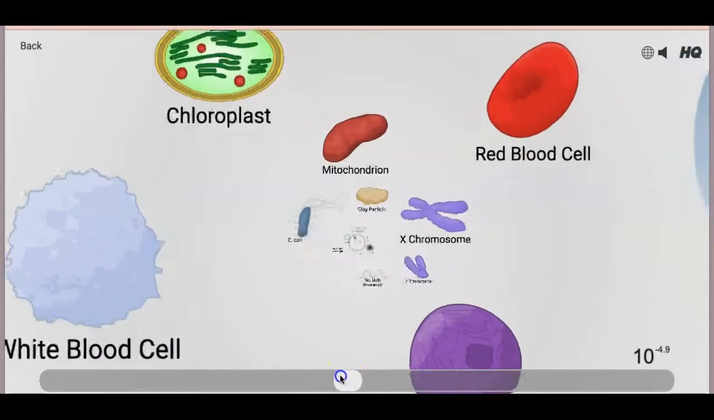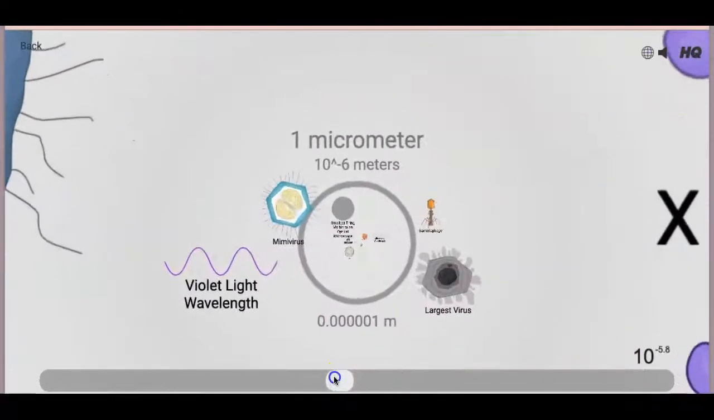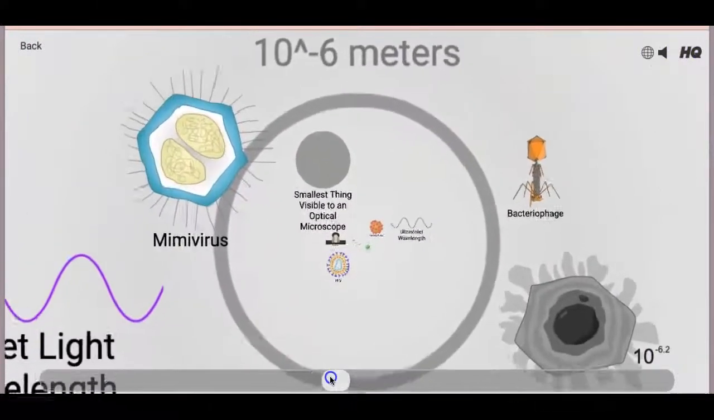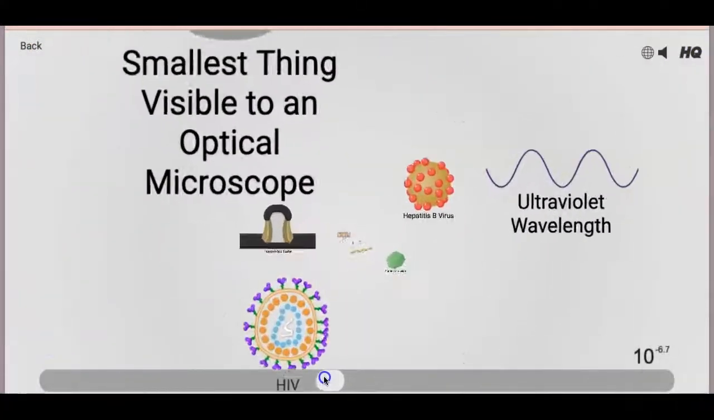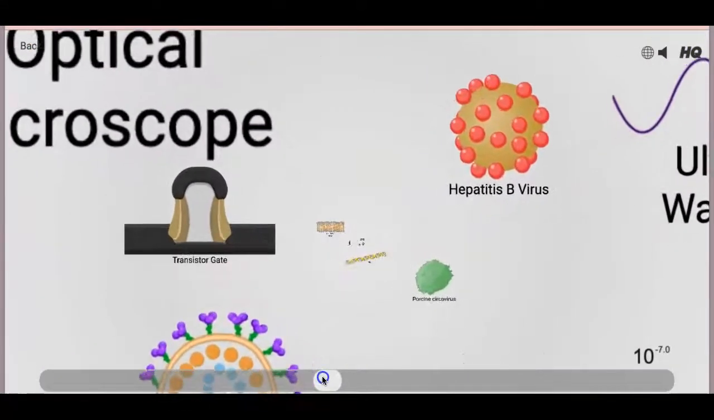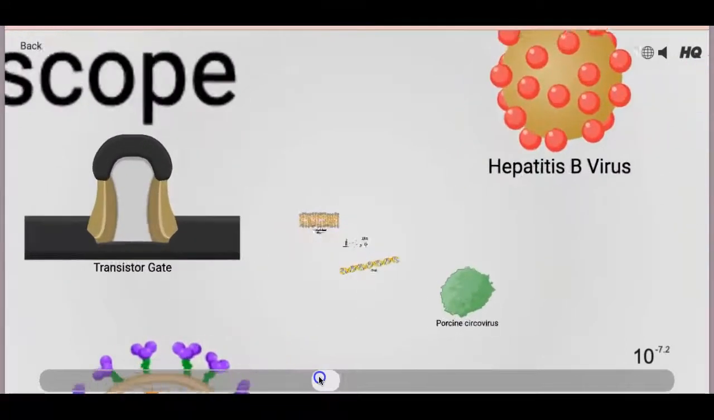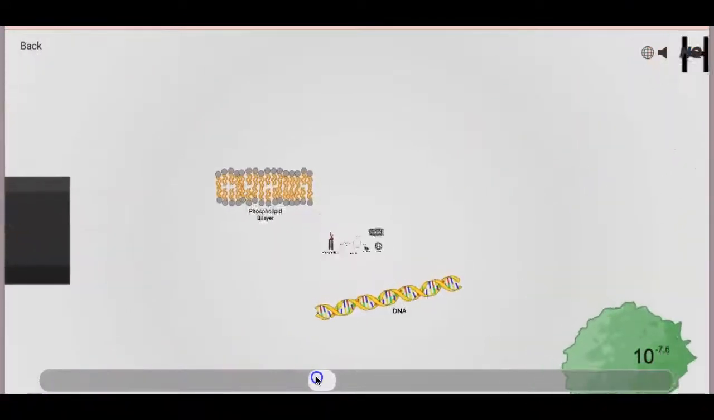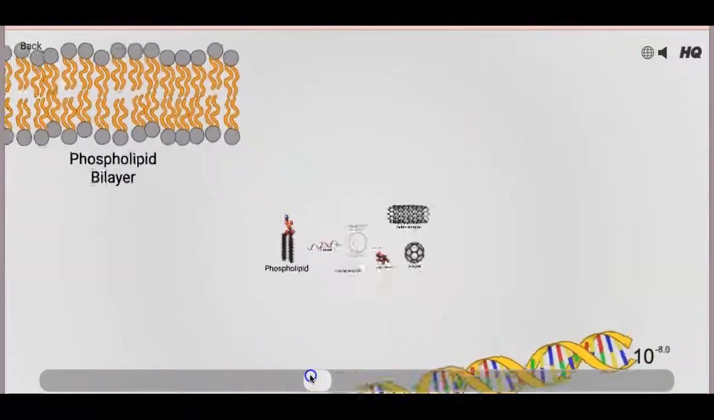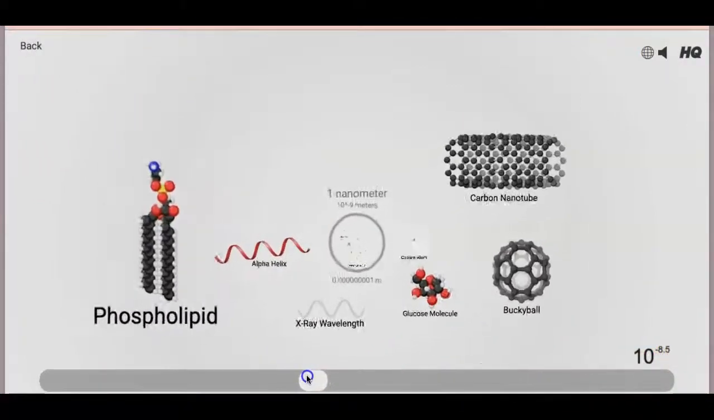So if we continue to move, things like E. coli, bacteria, the coronavirus, all of those things you actually can't see with your naked eye. So those are all objects, substances that are found at this molecular scale level.